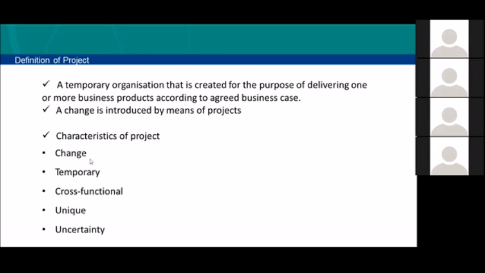Okay. And if I talk about cross functional, in our project we have different team members. Those are my cross functional. We have designers, we have testers, we have developers. The projects will be unique also. It could be similar, but not same. And then last, we have uncertainty. Uncertainty means risk. So what risk we have for our projects, we need to identify those risks. Okay. So these are my definitions, and this is my characteristics.